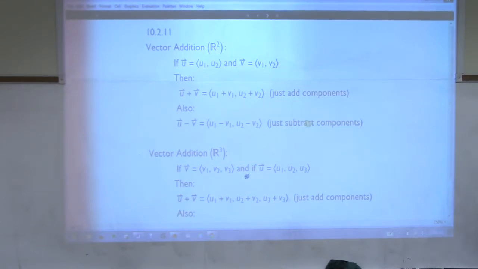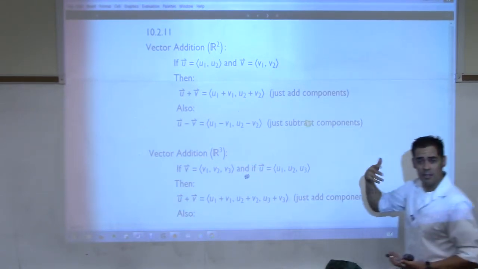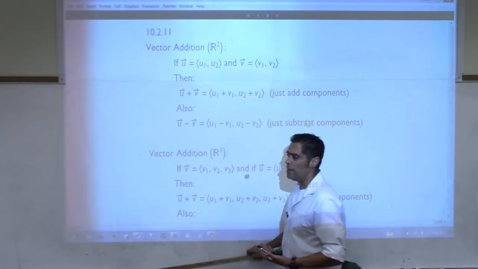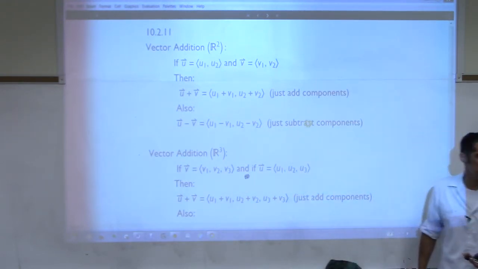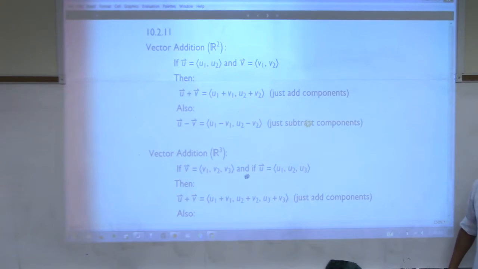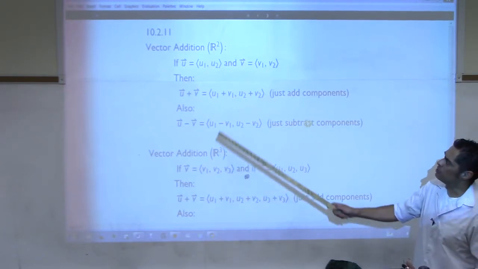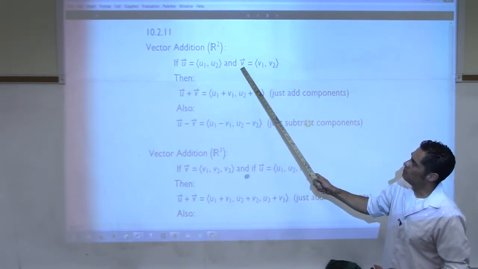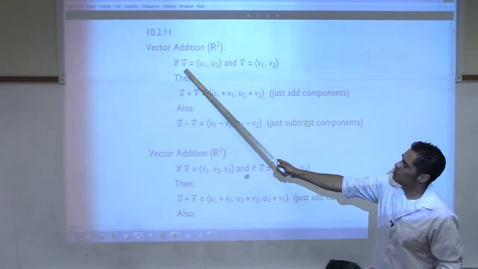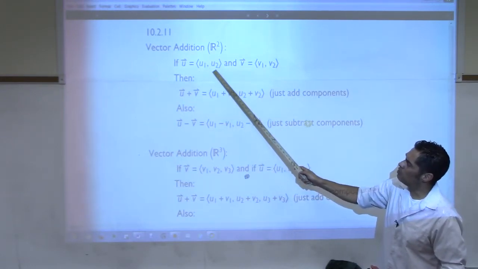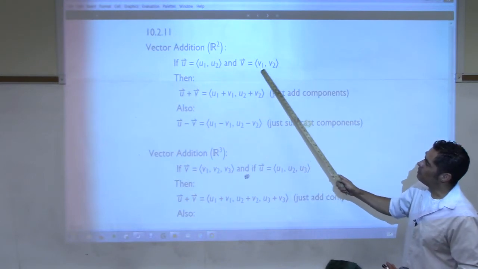This is the vector addition. I showed you visually what's happening, but how do you mechanically add two vectors together? It's very straightforward. If I have two vectors, u and v, I'm calling the vector u, it has components u1, u2, and the vector v has components v1, v2.